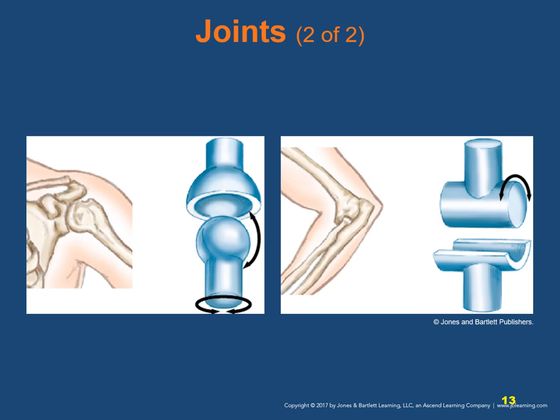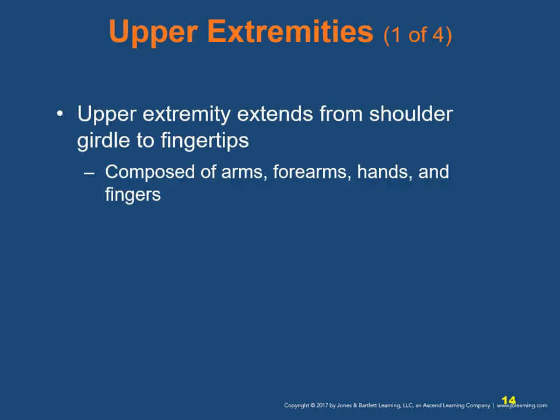This figure shows the example of ball and socket and hinge joints. You have the upper extremities, which extend from shoulder girdle to fingertips. It's composed of arms, forearms, hands, and fingers.